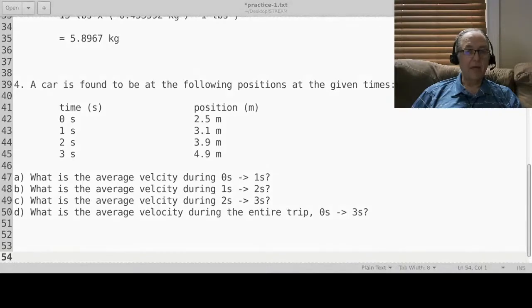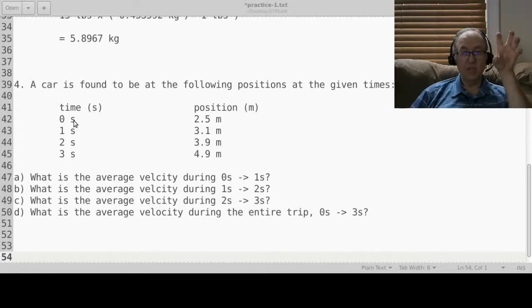Okay, so let's take a look here. I say a car is found to be at the following positions at the given times. Actually, you're going to do this in the lab, and in the lab, of course, you don't have a car, you have a glider, and this glider is going to glide across a linear air track. This is a kind of triangular shaped track which pushes air so that the glider glides smoothly across it. Okay, and there's very little friction.